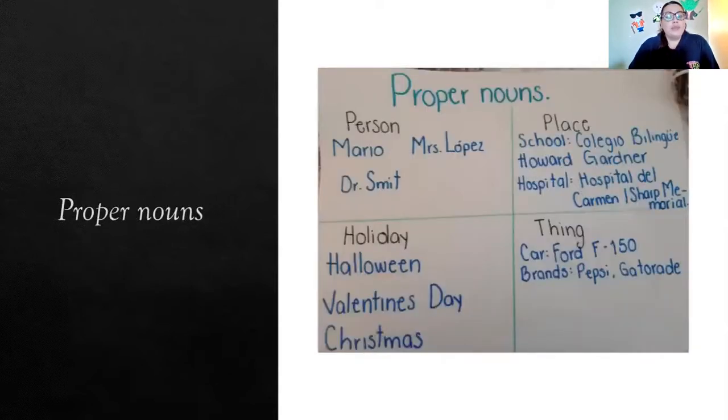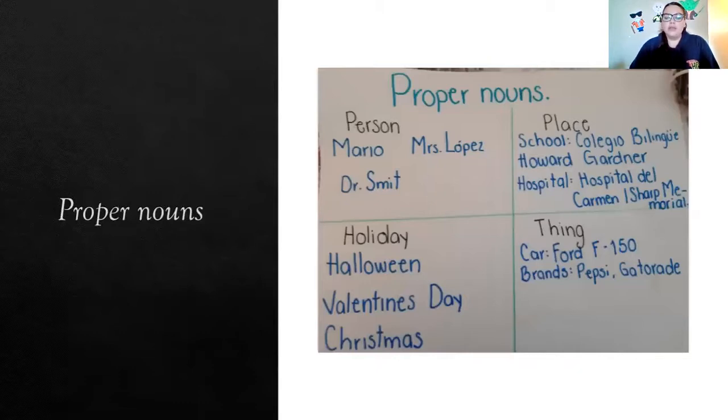Now, we have the proper nouns. Proper nouns are persons' names, places' names, holidays, or things. With proper nouns for persons, we're always going to start the name of the person with a capital letter. For example, the word Mario. If I want to write a sentence using the name Mario, every time that I write the name, I'm going to start with a capital letter.